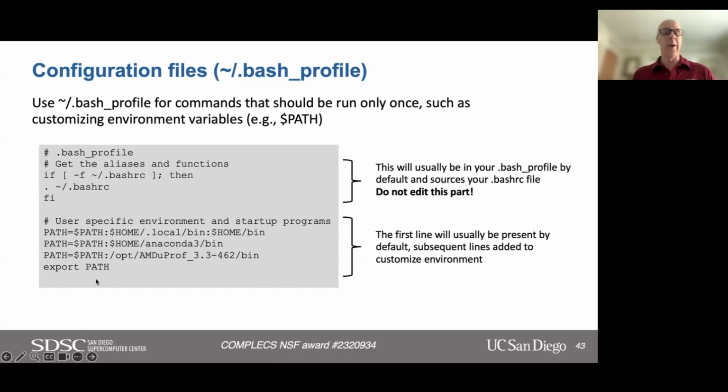So here we might be defining our path. We're appending our home directory .local/bin and home bin to the path directory. I have a path to my Anaconda installation. I have a path to the AMD uProf tool, and then I export the path.